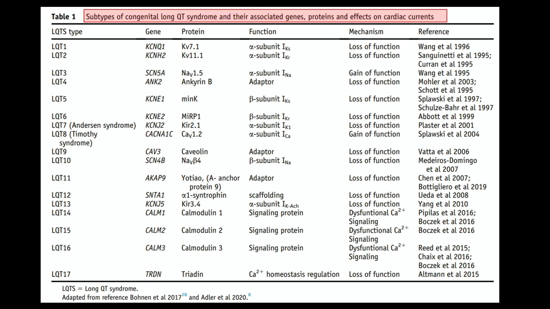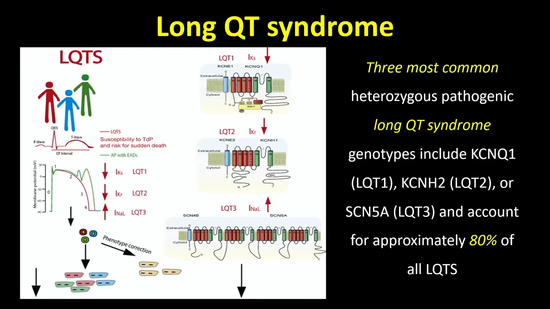You can see that all those genes are responsible for proteins involved in the gates and channels which are present at the membrane of the myocyte and regulate the current of different ions such as potassium, calcium and sodium. Out of these 17 different types and multiple gene mutations, there are 3 most common, presented here, and they account for about 80% of all cases of long QT syndrome.